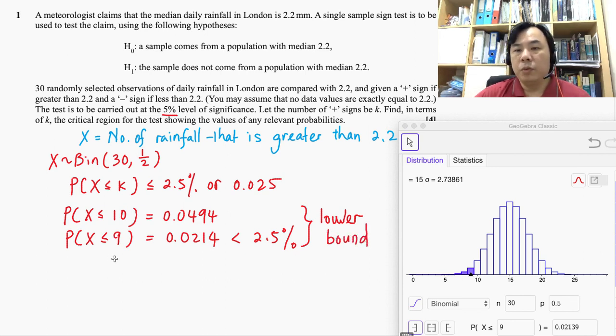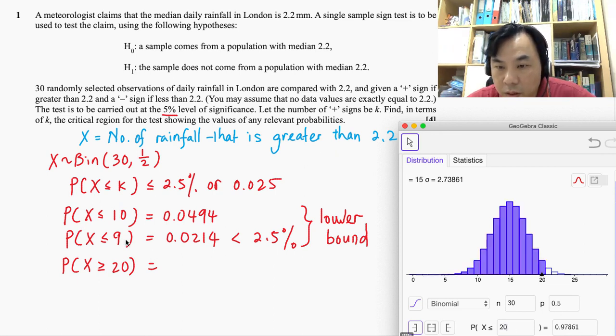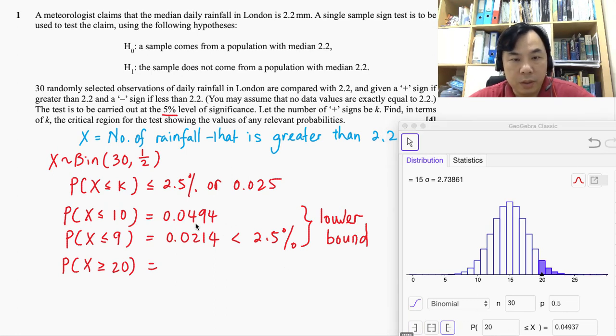Okay, now we can move on to its upper bound. Because this distribution is symmetrical, I would start my trial and error from maybe 20. So I'm going to give it a try for 20. This is the upper bound, sorry. For 20, I would definitely get 0.0494. Now, the main reason why I got the same answer is because the distribution is symmetrical.